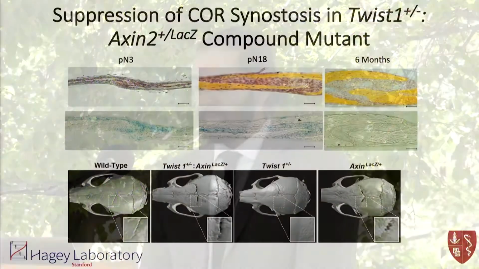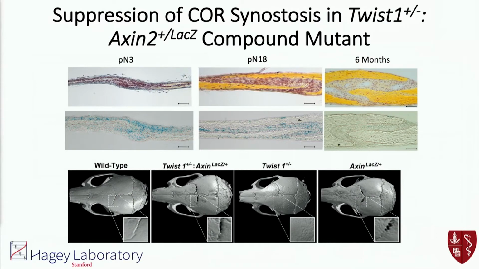And I hope you can see here that the compound mutant remains patent out to 1 year in age by micro-CT. And then we can see that there is active canonical Wnt signaling in the patent suture mesenchyme even out to 6 months in age. The blue staining, X-gal staining, is a readout of active canonical Wnt signaling in this mouse. Again, this suggests the importance of canonical Wnt signaling to suture patency.